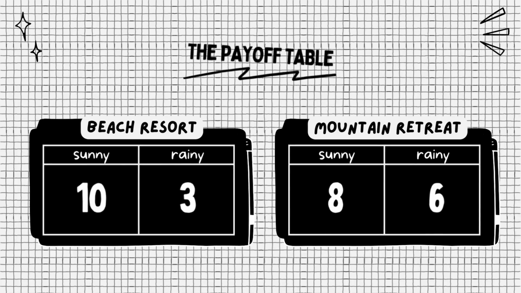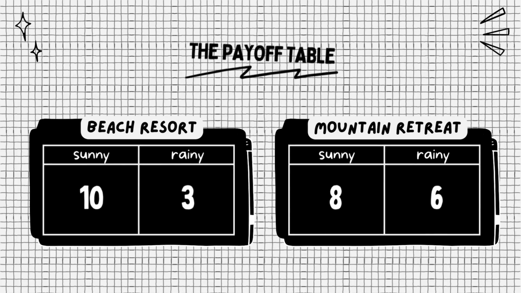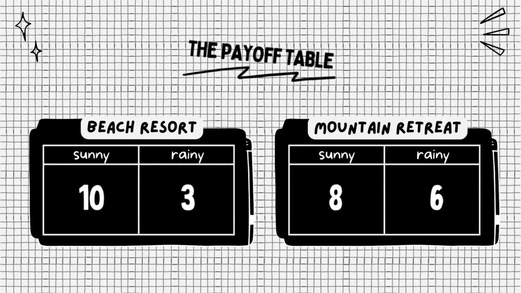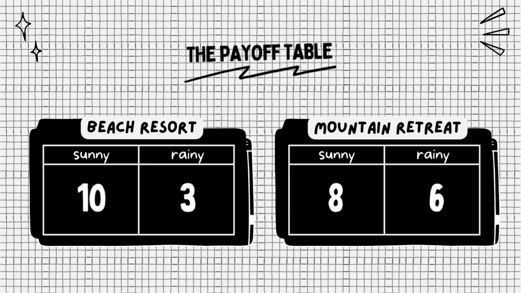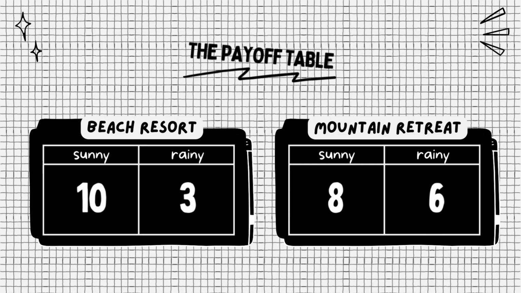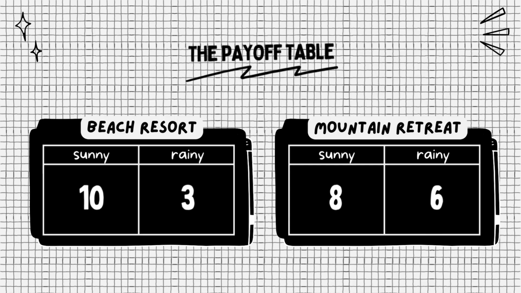We start off with the payoff table. Here's how each vacation plays out under different weather conditions. If it's sunny, the beach resort is perfect, scoring a 10. But if it rains, it only scores a 3. The mountain retreat is solid both ways, scoring an 8 when sunny and a 6 when rainy.